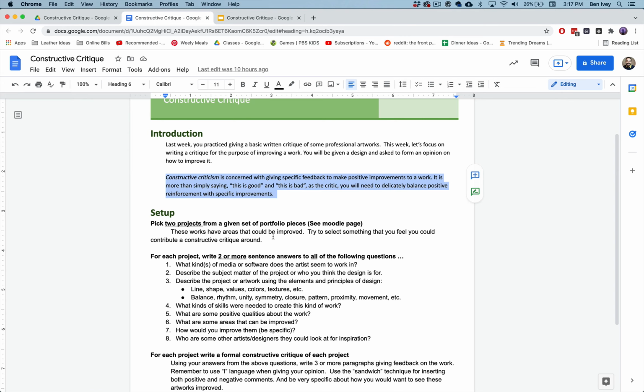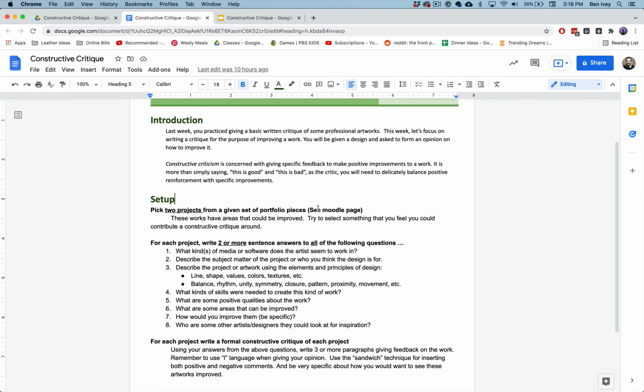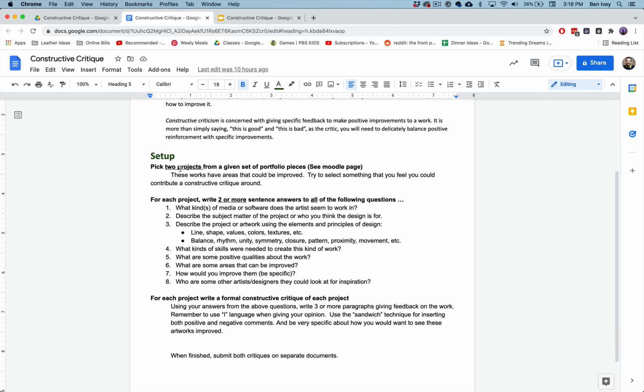It's more than simply saying something is good or something is bad. So you want to have that delicate balance that reinforces positivity with those specific improvements. The setup for this is going to be that you're going to pick 2 projects from a given set of portfolio pieces, and I'll show you those in just a moment.